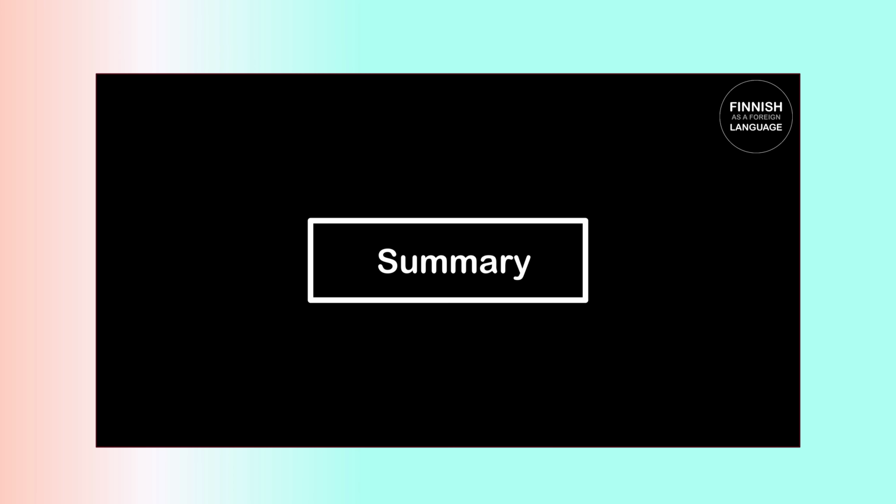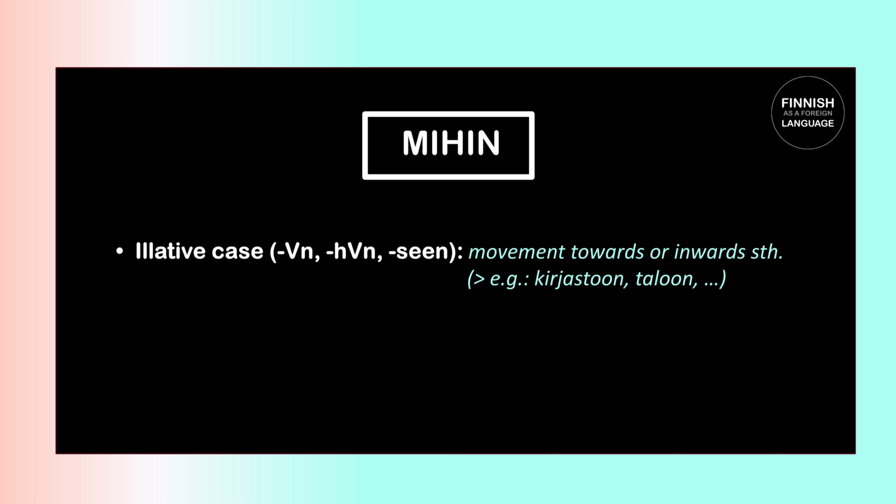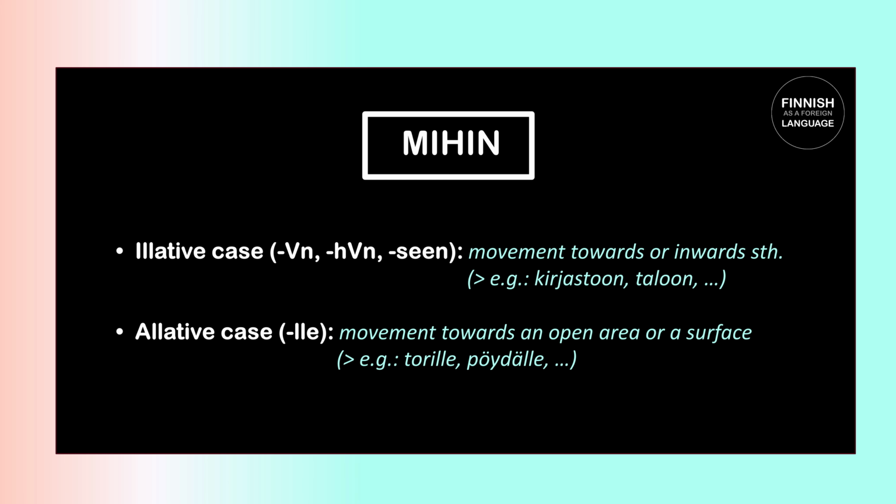Nice! So let's sum up what we have to do when we get a mihin question. So again, mihin means where to, and we can either answer with the illative case when we want to, for example, describe a movement towards something, for example, kirjastoon or taloon. Or we answer with the allative case with its marker le in order to express a movement towards an open place or a surface. For example, torille or pöydälle.